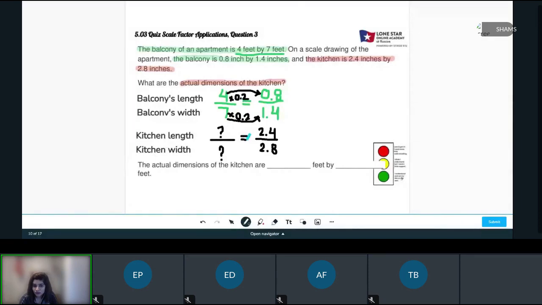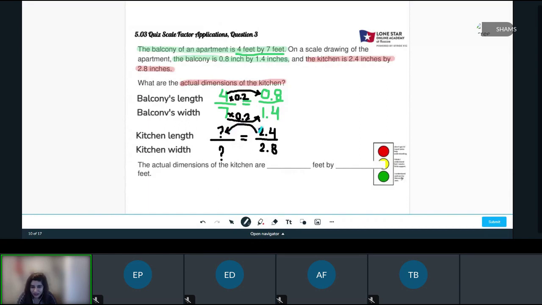You know, on the picture, the kitchen will be small. It's going to be 2.4 by 2.8. Does that give you enough information to figure out what will be the actual length and actual width of the kitchen? Because I know I am multiplying from actual to the scale drawing, then from the scale drawing to actual, I will do the inverse.